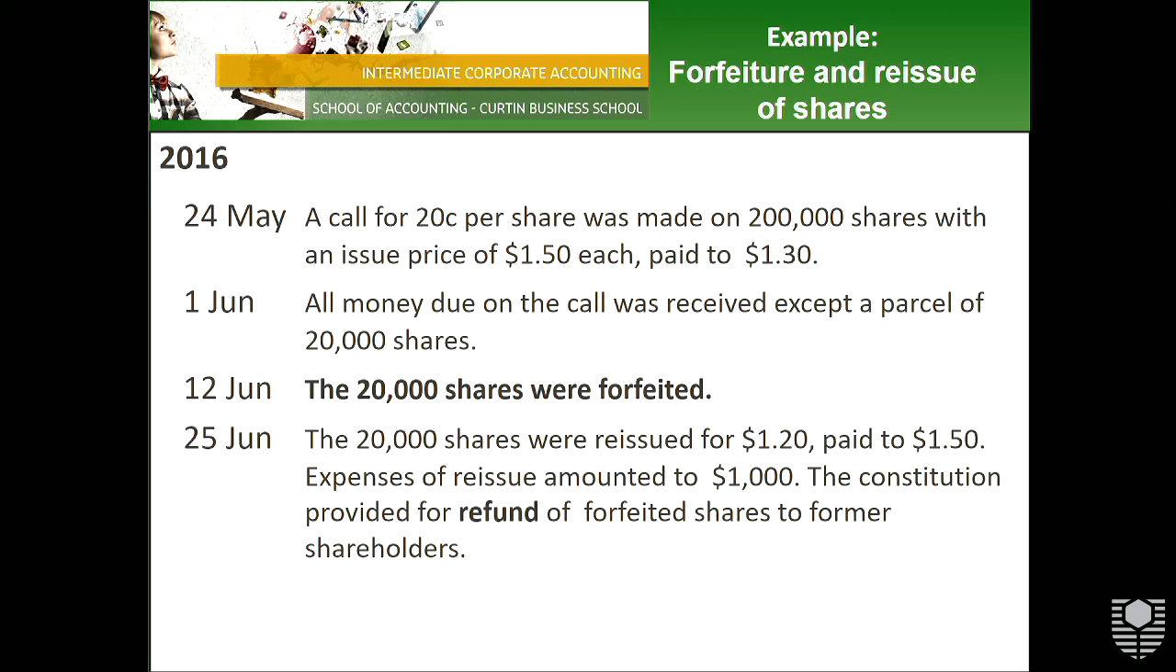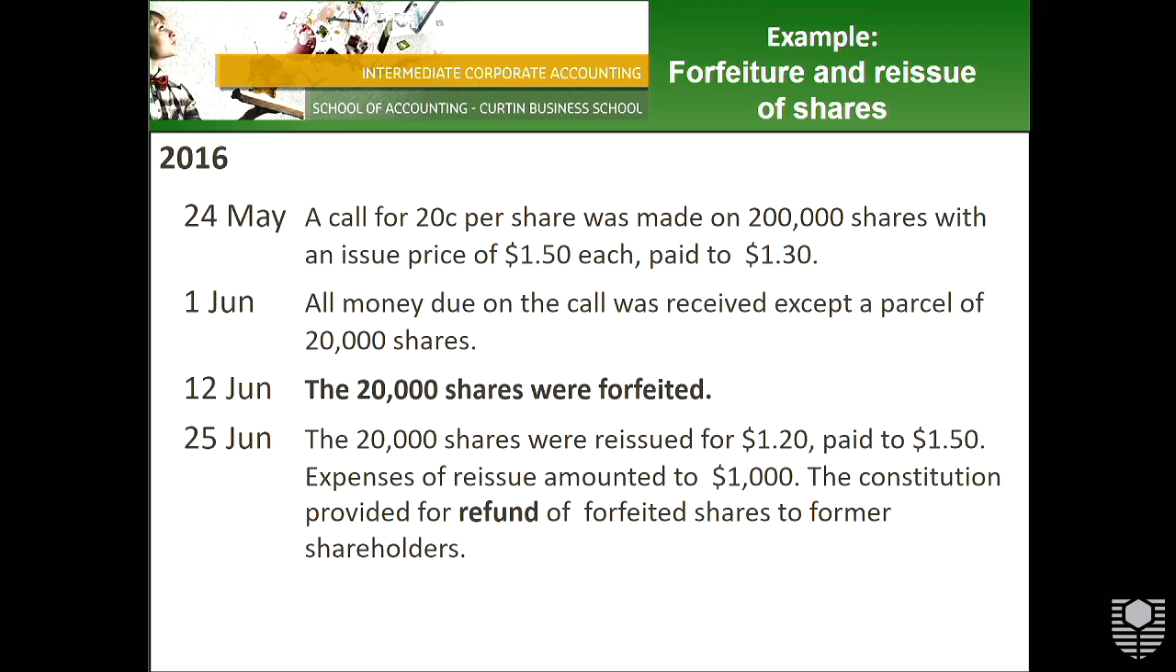So on the 24th of May, a call for 20 cents per share was made on 200,000 shares with an issue price of $1.50, paid already up to $1.30. So they've already paid in full up to $1.30. Except on the 1st of June, all the money on the calls was received except for a parcel of 20,000 shares. Those 20,000 shares now become forfeited shares.